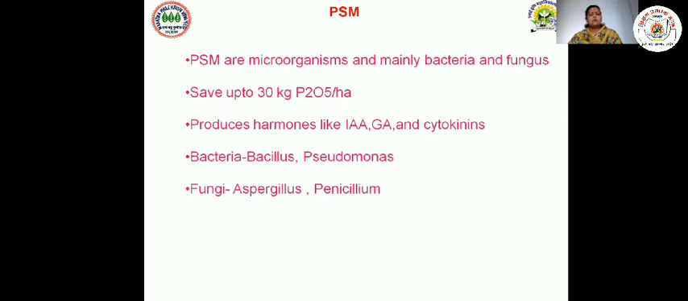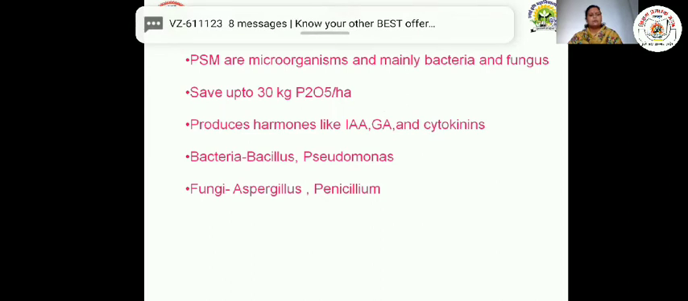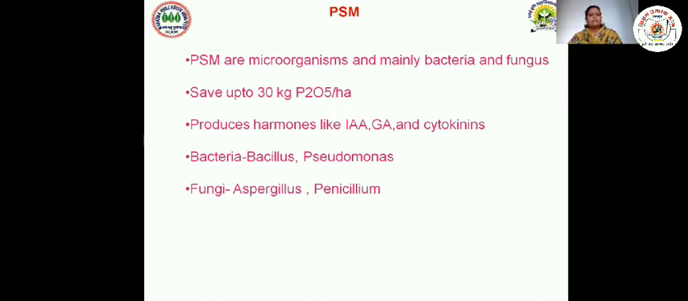It saves up to 30 kg P2O5 per hectare. It also produces growth-promoting hormones like IAA, GA, and cytokinins. The bacteria are Bacillus and Pseudomonas. The fungi are Aspergillus and Penicillium.